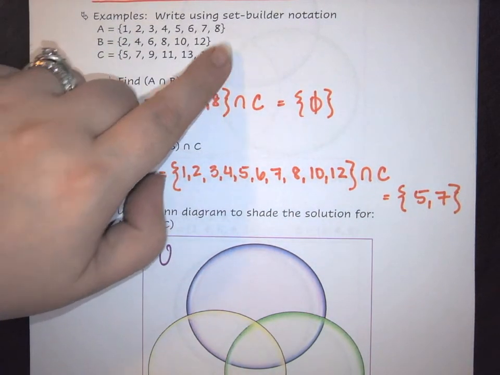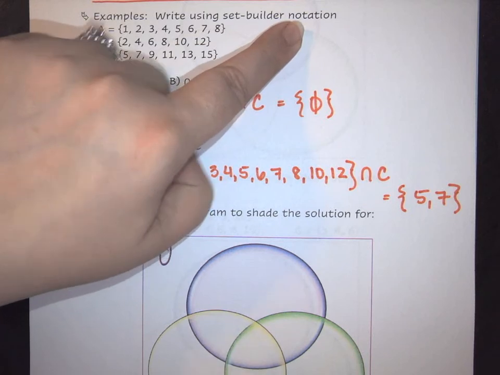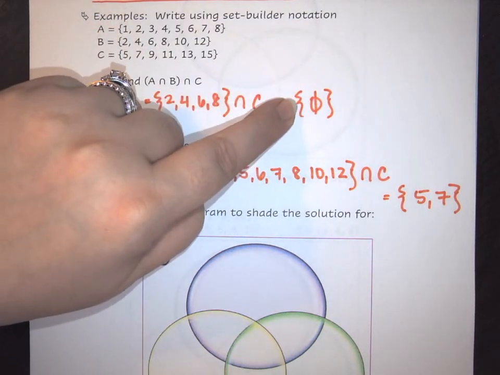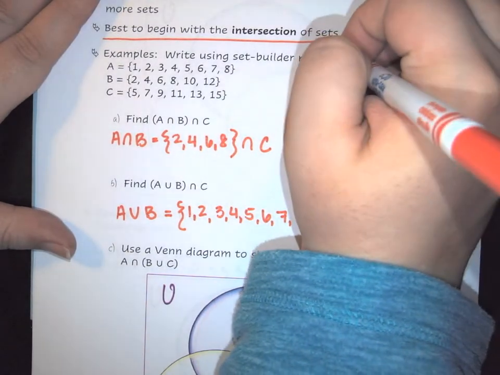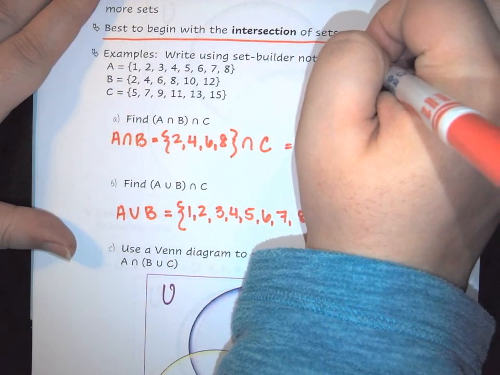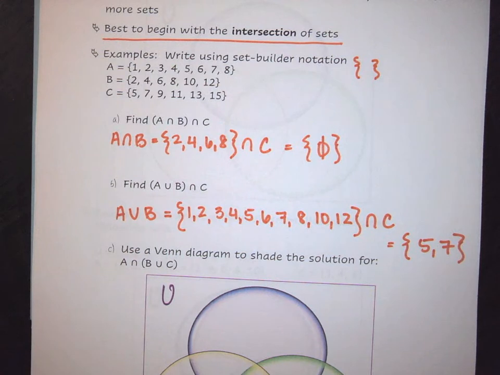Now notice the direction says using set builder notation. Using that essentially means squiggly lines. Okay, so remember, set builder notation is when we open with a squiggle and we close with a squiggle and we have stuff in between.